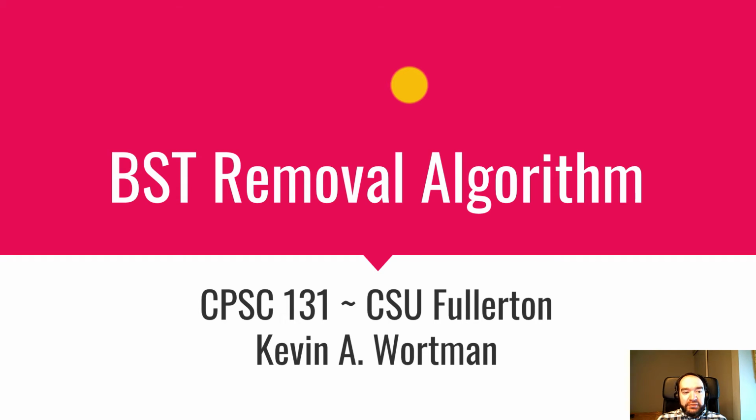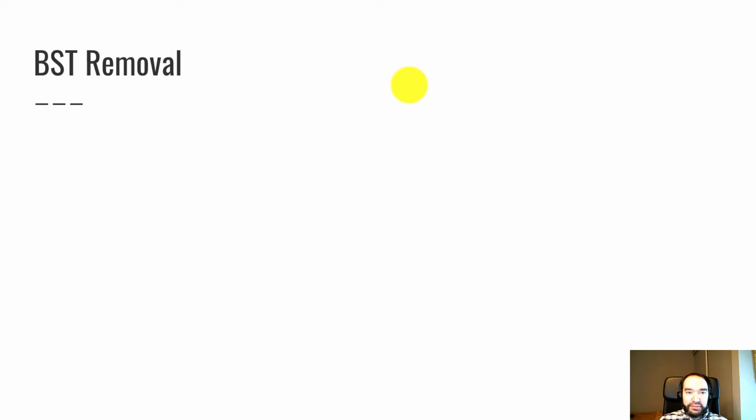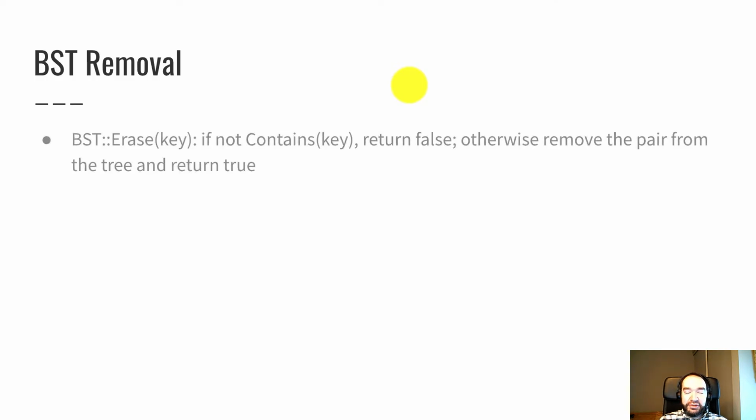Hi, this video covers the entire binary search tree removal algorithm. The previous video focused on just one part of that, which is removing one particular node out of the tree and dealing with pointers pointing at that node. This video covers the entire process of taking a key that needs to be removed from the tree and getting that pair out of the tree, including that remove node part from the previous video, but some other steps as well. This is the operation that we're trying to implement in this video.